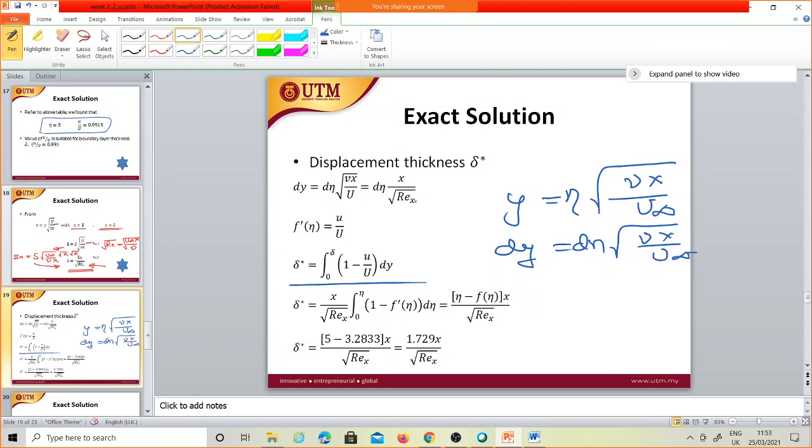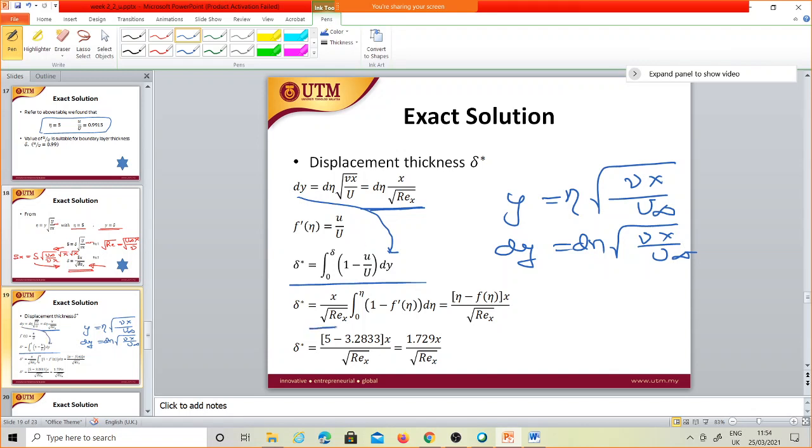Or you can write it in this way. This one, again, just shuffle it. So y cannot be there, so you just replace the y by eta. So you have dy equal to d eta times x by root over Re_x. So for dy, just put the value here. So this should be x by root over Re_x.